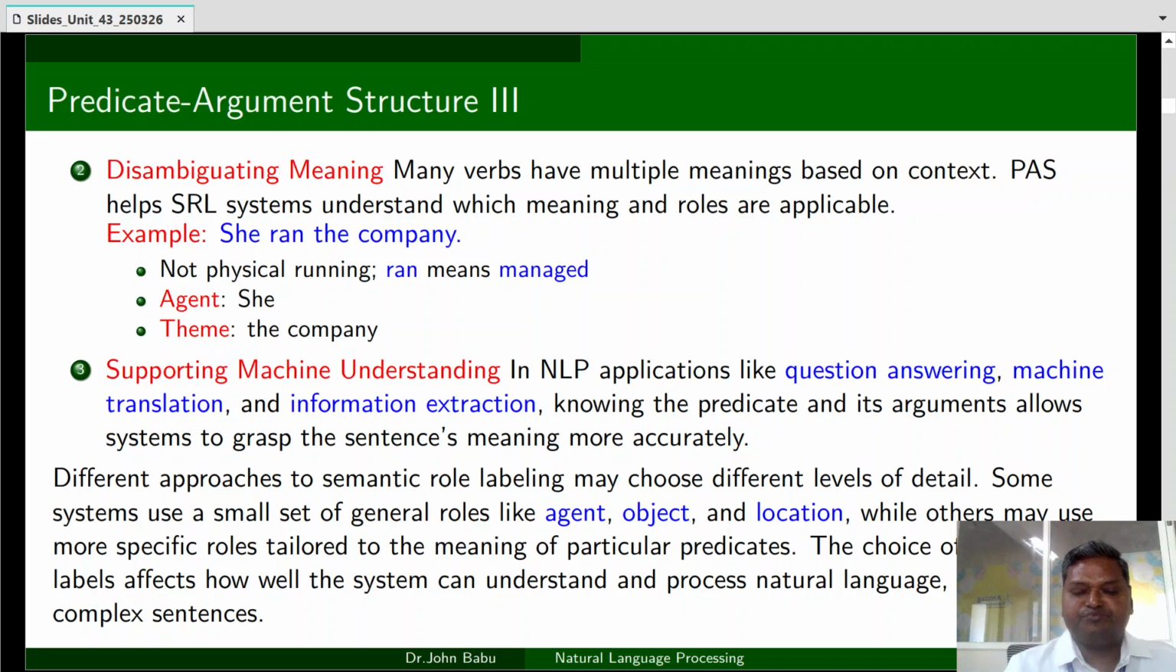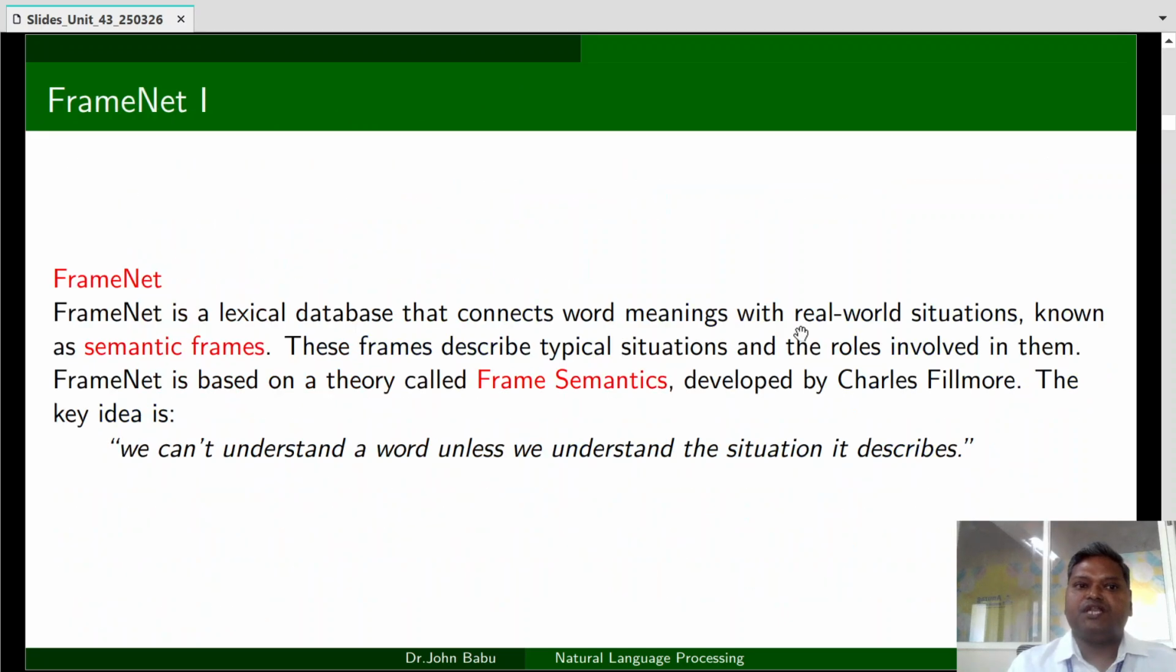If you remember, in the previous word sense disambiguation, when we talked about the resources, we talked about WordNet. And now for the predicate argument structure, we are going to talk about two resources in this class. Number one is FrameNet, another is PropBank. This is an important question even from the examination point of view, to understand what is FrameNet, what is PropBank, what are the differences between these two, and how they are helpful in semantic role labeling.